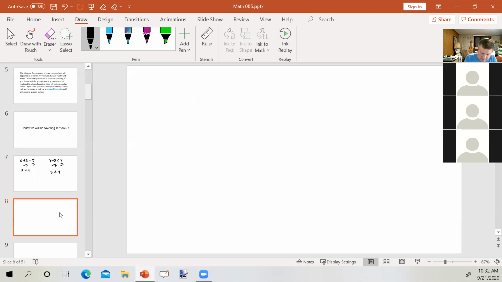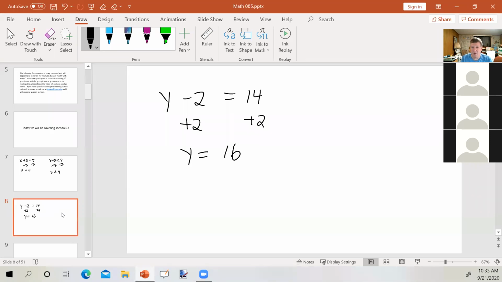All right, let's say we have y minus 2 equals 14. What would we do here to solve this equation for y? We would add 2 to both sides of the equation and get y equals 16. Likewise, if we had y minus 2 is greater than or equal to 14, we would do the same thing. We would add 2 to both sides and get y is greater than or equal to 16. Any questions there?